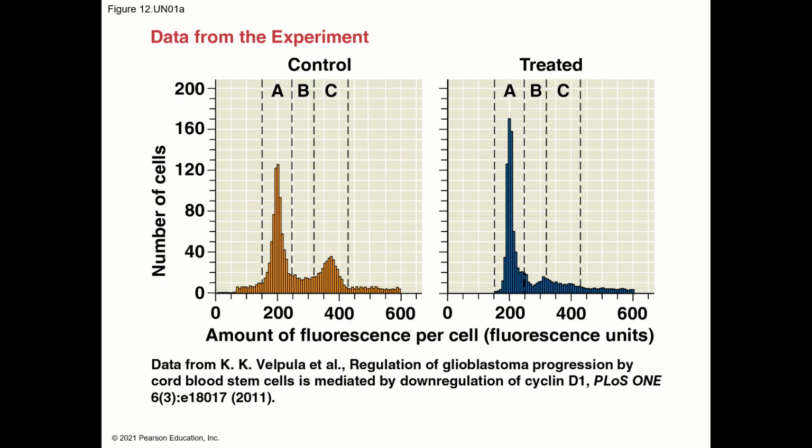Data from the experiment. We have control and treated. On the left is the control. Our y-axis is number of cells, and on the x-axis is the amount of fluorescence per cell in arbitrary fluorescence units.